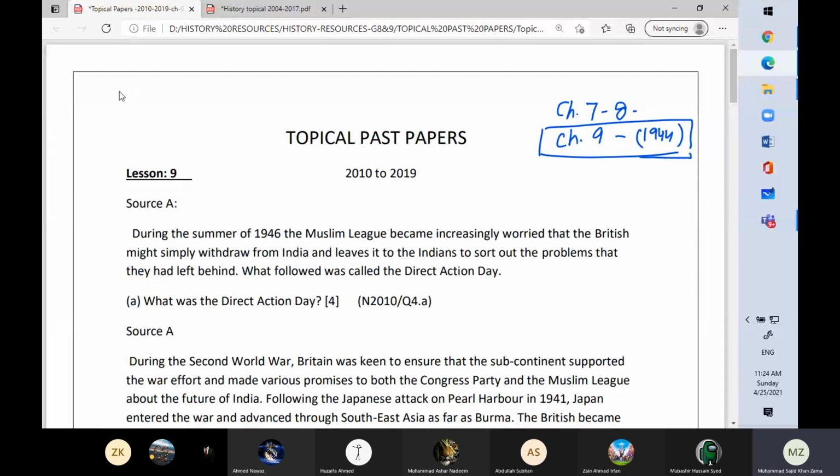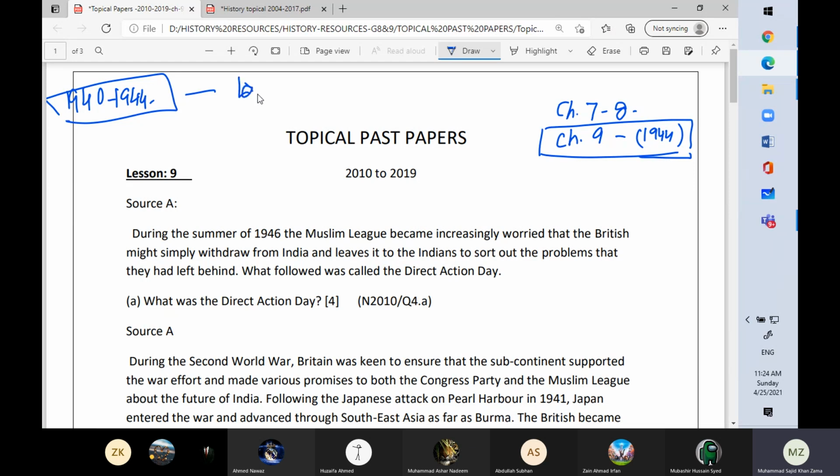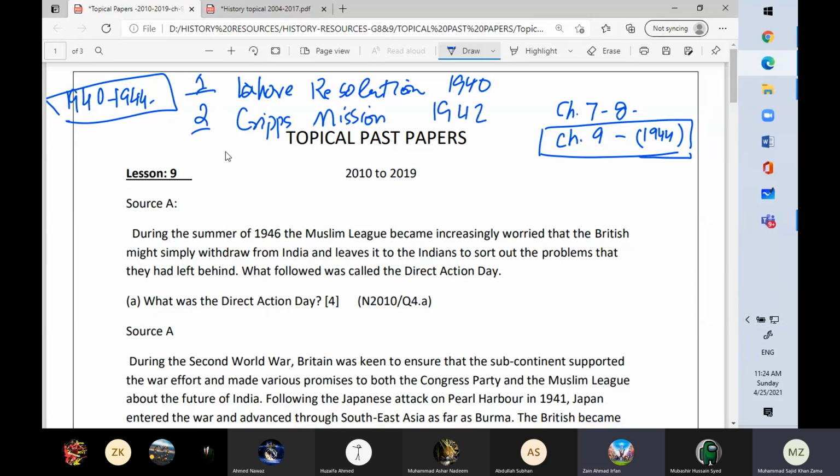You have 1940 to 44. This is chapter number 9, which is coming. So how many topics are there? Four topics. Lahore Resolution, this is one. Number 2 is Cripps Mission. 3 is Quit India Resolution or Movement. And the last is Gandhi-Jinnah Talks.